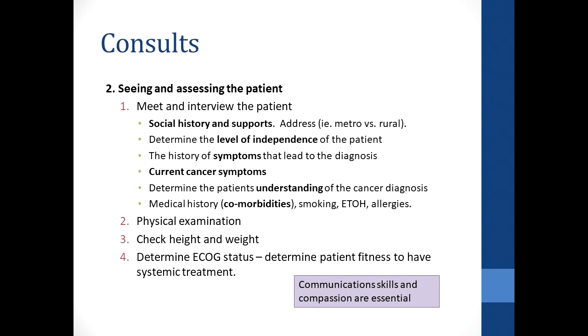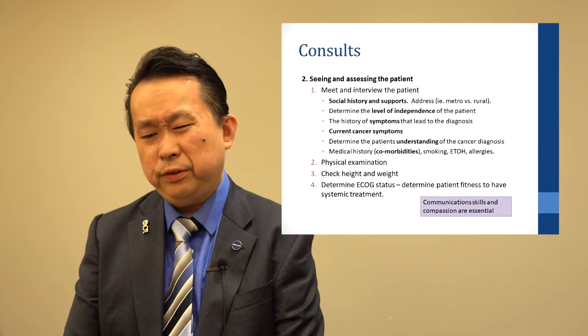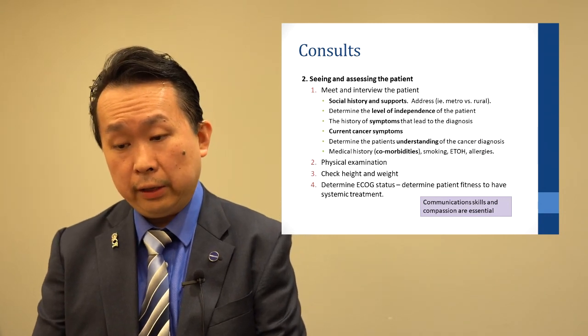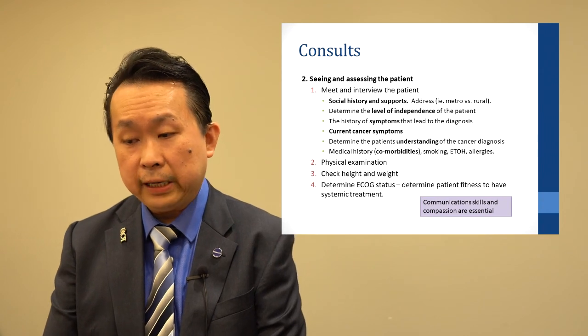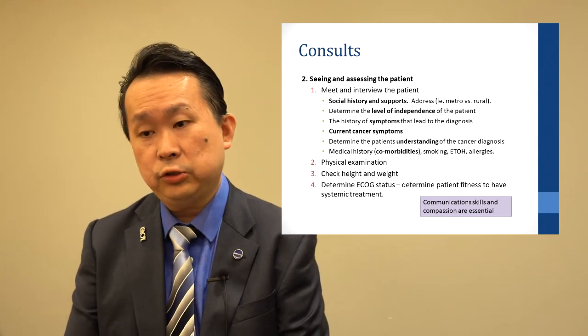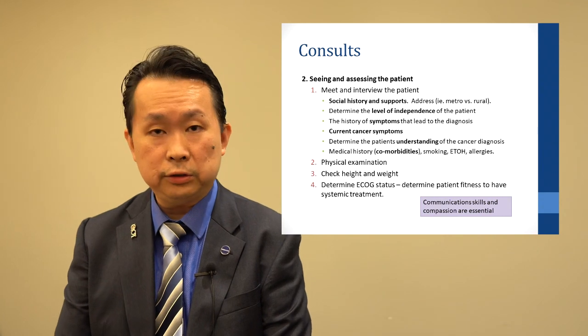Medical history, including comorbidity, smoking history, alcohol, and any drug allergies, is of paramount importance. Physical examination, including height and weight, and their ECOG status is also important. Communication skills and compassion are essential in taking a history from an oncology patient.